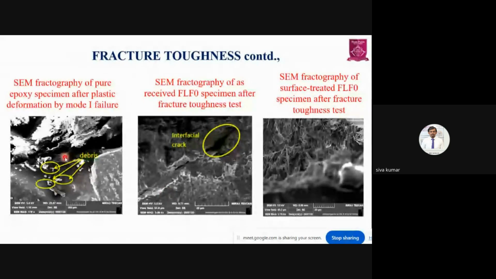And again, it is about semi-fractographic analysis. There is some debris you can find here. The places that are circled show an interfacial crack. This is the FLF0 specimen after fracture toughness testing, and this is about surface treated. This is as received, and this is surface treated, FLF0. So there is no interfacial crack here, but here there is an interfacial crack.